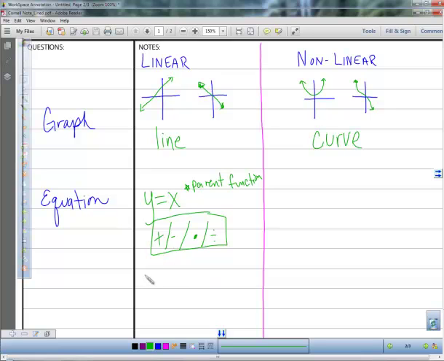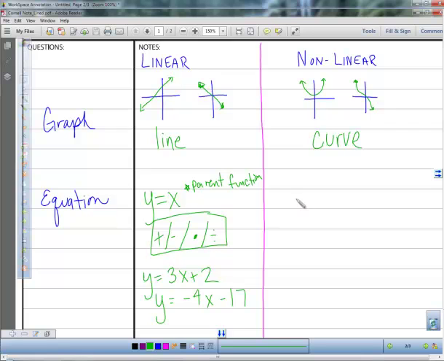So examples are y equals 3x plus 2. Because all I did was multiply by 3 and then add 2. So it's going to be linear. Another example would be y equals negative 4x minus 17. Those are both linear. All I'm doing is multiplying and then subtracting.